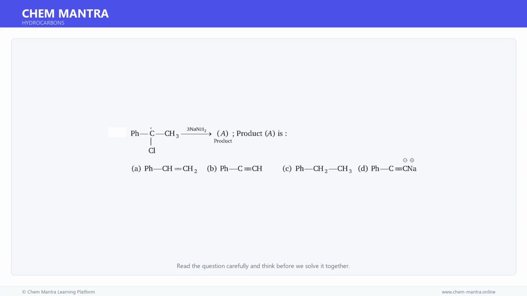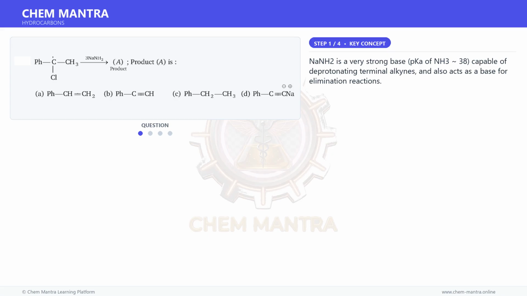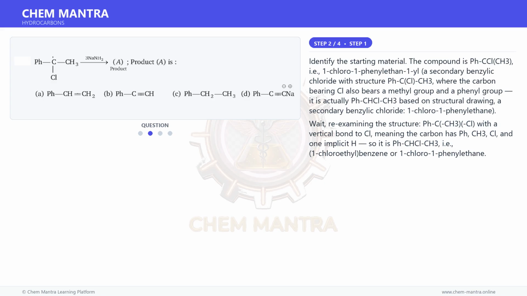Here is a question. Read it carefully and think about the answer. Let us solve it step by step. Let us first understand the key concept here. NaNH2 is a very strong base, pKa of NH3 38, capable of deprotonating terminal alkynes and also acts as a base for elimination reactions.